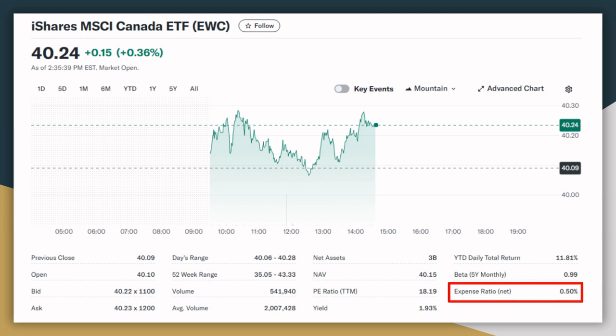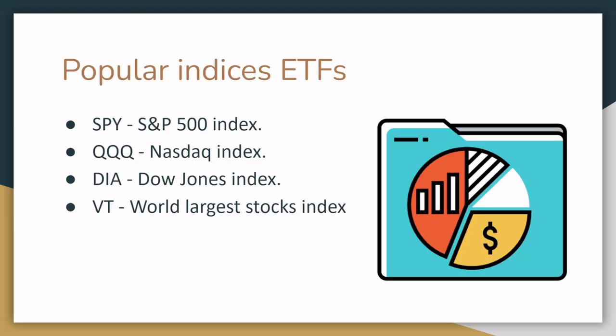Okay, so now I want to show you some ETFs that you can use to invest in different types of themes. Let's start with the most popular ones, and these are the ETFs following the American indexes. Ticker SPY, following the S&P 500 index. Ticker QQQ, following the NASDAQ index. Ticker DIA, following the Dow Jones index. And there is even a world index, ticker VT.